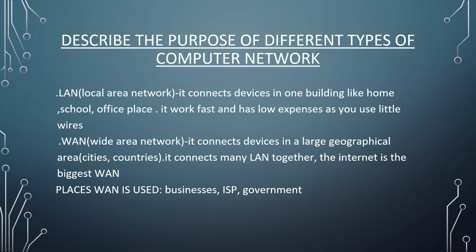Number 1 will be the LAN, also known as the local area network. It connects devices in one building like a home, school, or even an office. It works fast and has low expenses as you use few wires. WAN is also known as the wide area network. It connects devices in a large geographical area such as cities and countries. It connects many LANs together. The internet is the biggest one. Places where WAN is used are areas like businesses, ISPs, and the government.